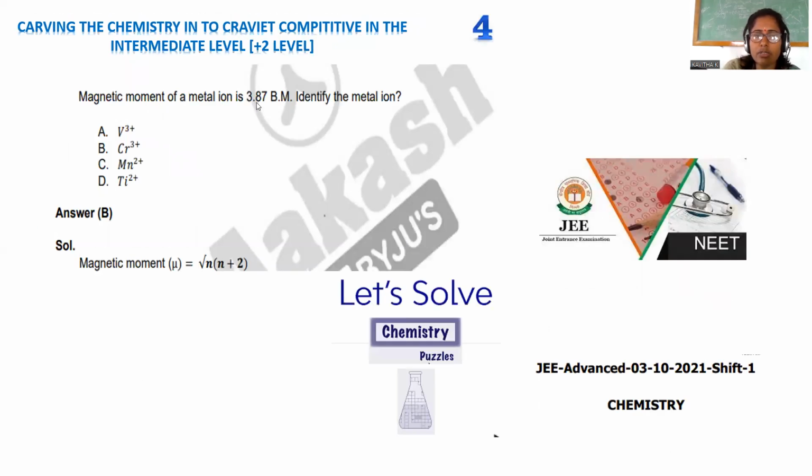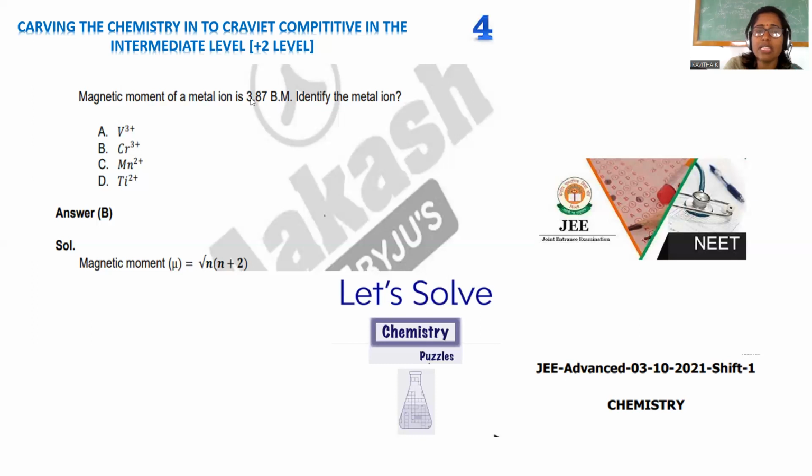The magnetic moment of the metal ion is 3.87 Bohr magnetons. Identify the metal. This is again the part of inorganic chemistry where magnetic moment plays a vital role in identifying the metal. If you know the magnetic moment, subsequently the unpaired electrons are known, and you can find out which metal it will be. The options provided are vanadium plus 3, chromium plus 3, manganese plus 2, and titanium plus 2. Among these 4, you have to identify which element has 3.87 Bohr magnetons of magnetic moment.